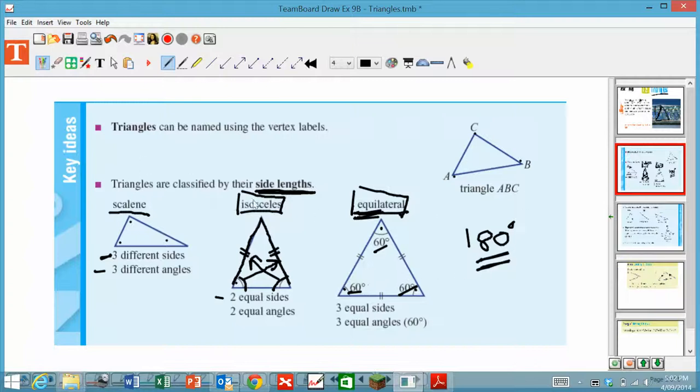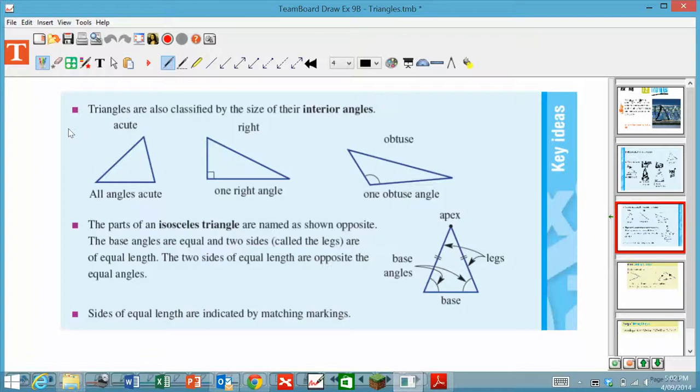So triangles can be classified, as we've just seen, by side lengths, and that also creates the different types of angles within each one. Triangles can also be classified by the size of their interior angles. If all angles are acute, so what's an acute angle? Hopefully you're saying it is less than 90 degrees.